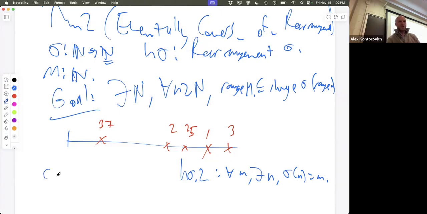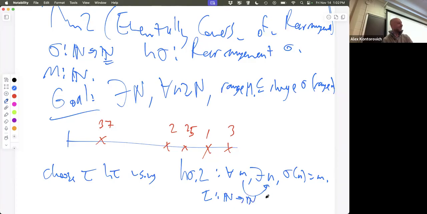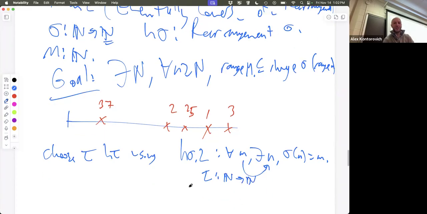Exactly right. So if we choose, let's call it tau, h tau, using h sigma 2, that gives us a function tau on the naturals. So it takes an m and gives you back the n. And h tau says, for all m, sigma, not of n, but of tau of m, gives you back m. Tau is the inverse function.